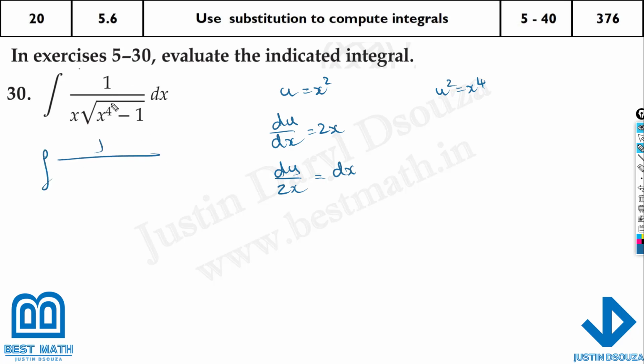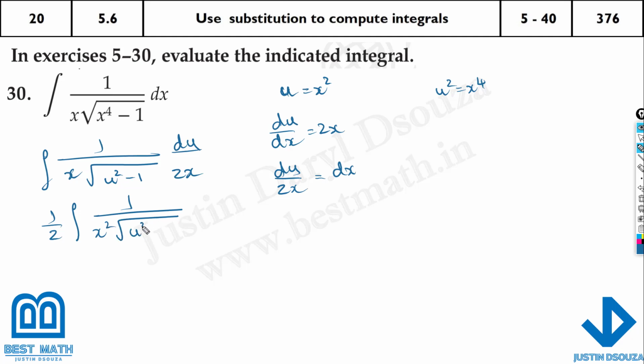Now let's write everything over here. 1 divided by, what is x? X as it is because it has to be transformed to something else now. What is this x power 4? It is u power 2 minus 1. Dx will be du by 2x. Look here, it doesn't cancel off because they're in the denominators. So first let me take half outside, integral 1 by x, and x will be x power 2, square root u squared minus 1 du.